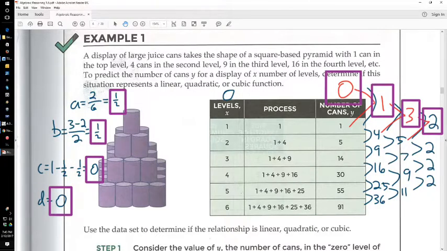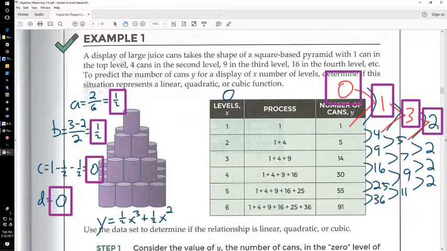So your equation for this is y equals 1/2, that's my A value, x cubed, plus 1/2 x squared. That's my B value. And I don't have a C or a D, so I don't need the other two.